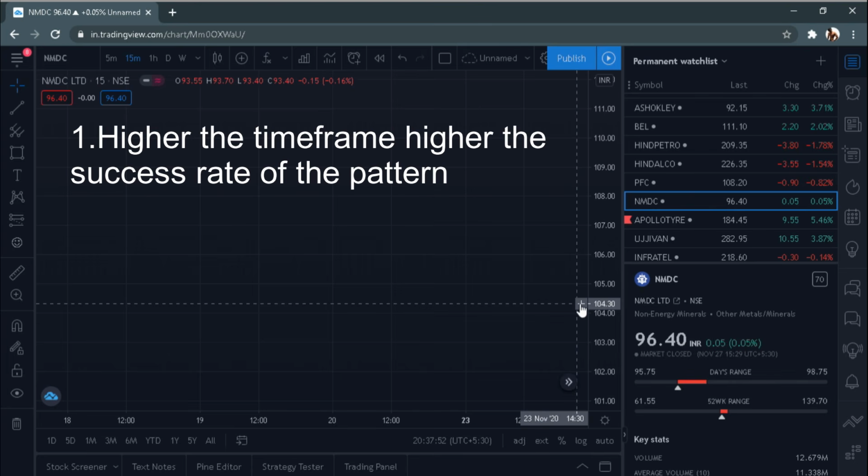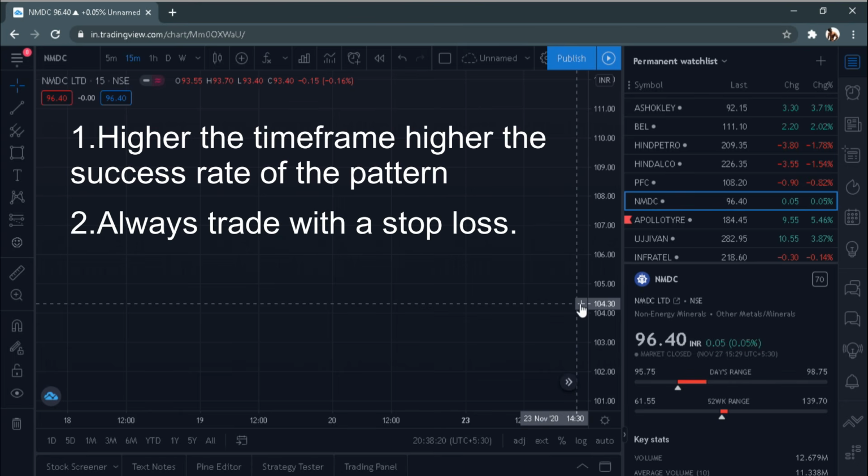Now, the validity of the pattern. The longer a pattern takes to form, the more valid the pattern is. For example, if you are identifying a pattern on a 5-minute time frame, then it might not be as valid. If you are identifying a pattern on a daily time frame, the chances of the pattern succeeding are very much higher. So the longer a pattern takes to form, the higher the success rate of the pattern. And just make sure you are using a stop loss everywhere. You are not trading without a stop loss. Risk management is extremely important, because no pattern is 100% successful, like I said before. So those were the important tips that I wanted to share with you.